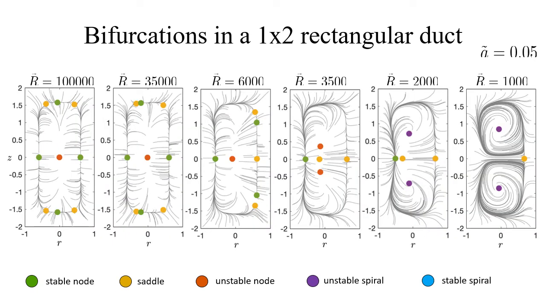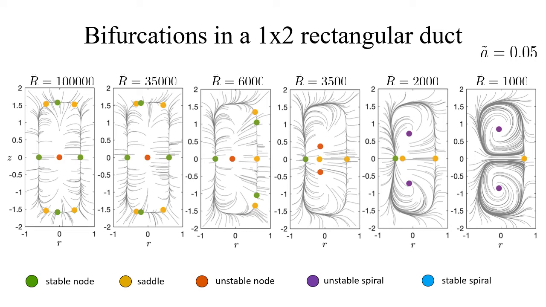All right, so we now do a similar thing for a 1x2 rectangular cross section. Here at large band radii, we again have these 9 fixed points, but you can see that their R and Z coordinates are swapped because we now have a 1x2 cross section instead of a 2x1 cross section. And then as the band radius is decreased, we first get saddle node bifurcations between the stable nodes in the middle at the top and bottom edges with the saddle points towards their left.